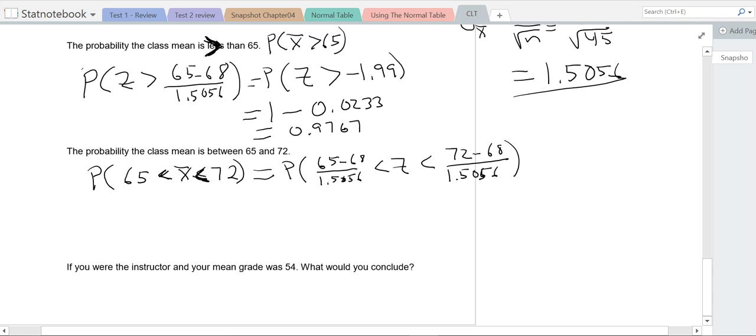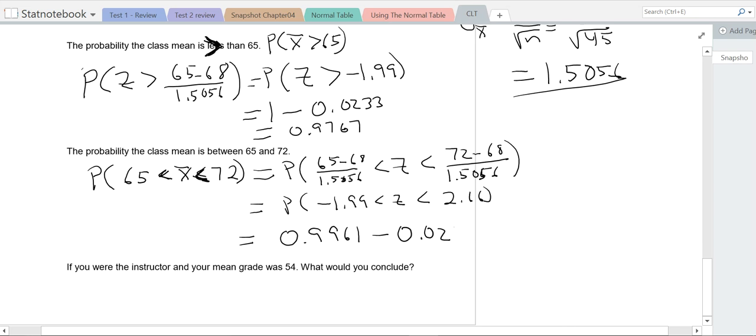When you do your calculations, this turns out to be the probability that z is between minus 1.99 and 2.66. Then, again, this is the scenario where you subtract the smaller percentage from the larger percentage or probability, right? Those are the two numbers you're going to get from the table. When you do your math, you should get 0.9728. Okay?